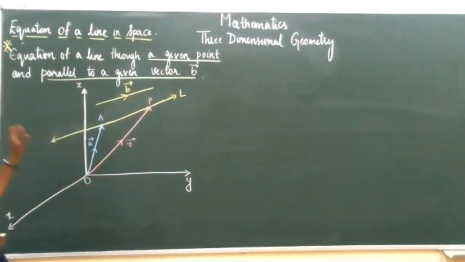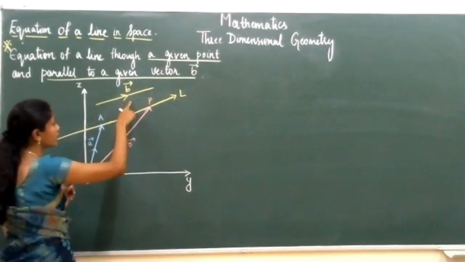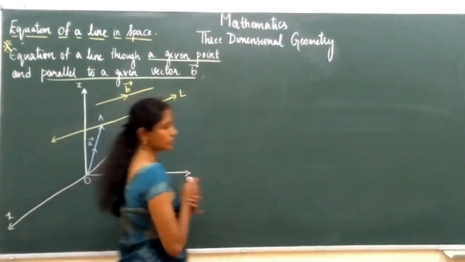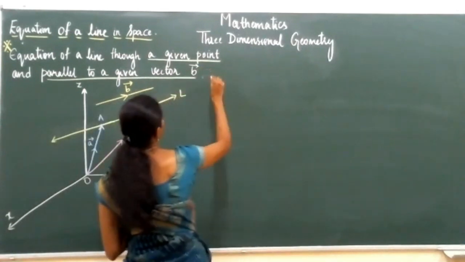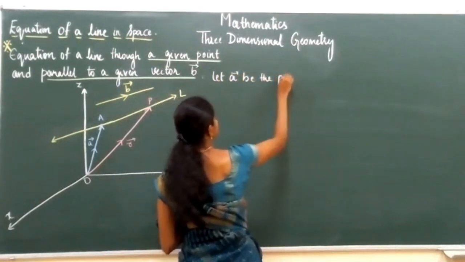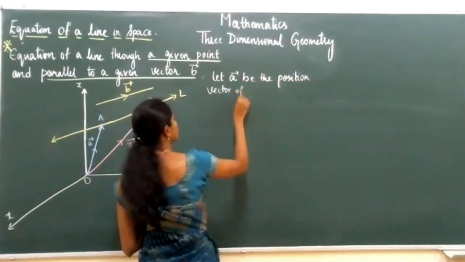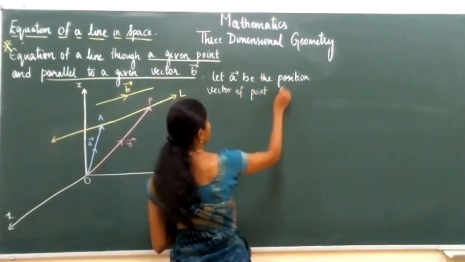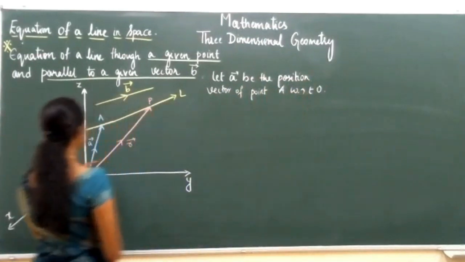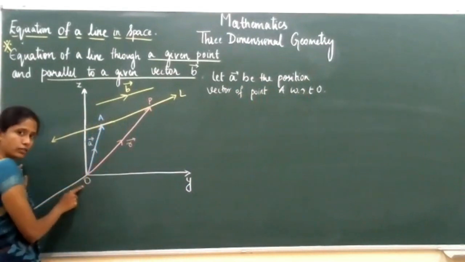First thing, you can see we have taken a line. This line is parallel to another vector, vector b, and this line is passing through a point A. The data given here: let a be the position vector of the point A with respect to the origin O.